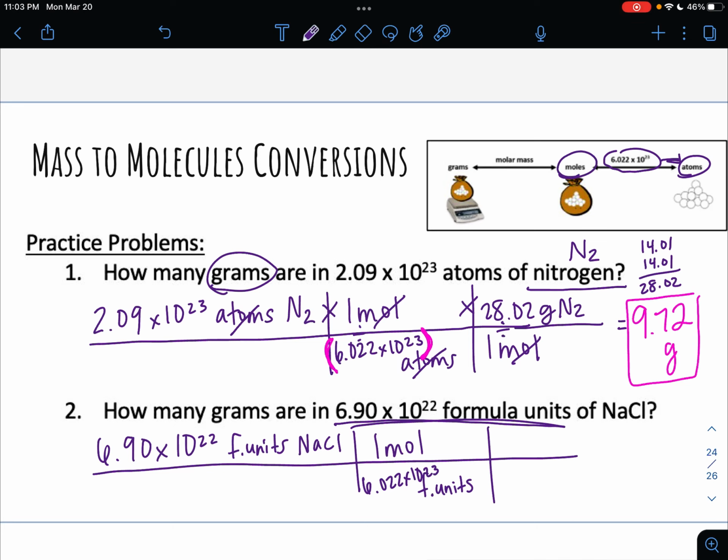Okay, so now I'm at a mole. And now I can take that last step to grams. So my formula units have canceled. Now I have a mole on top. I need 1 mole on the bottom. And then now I can use my molar mass to find the grams. We did this one earlier. Sodium is 22.99, chlorine is 35.45, so that makes this 58.44 grams.